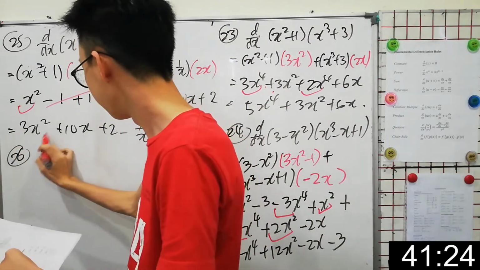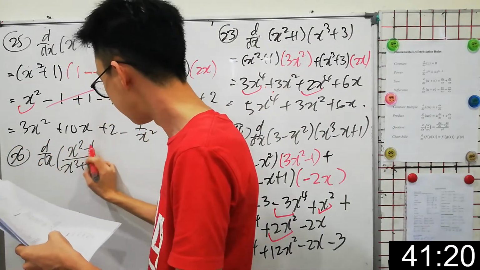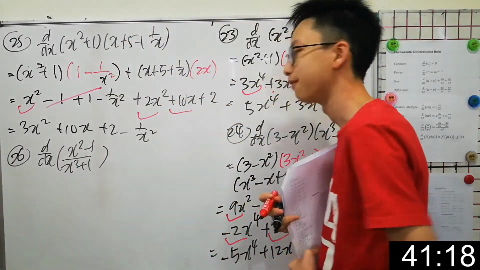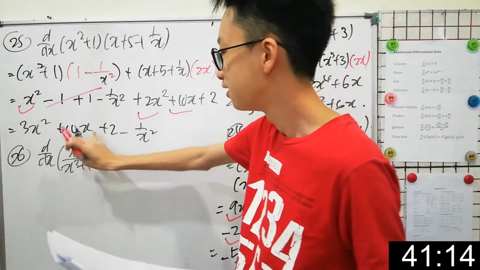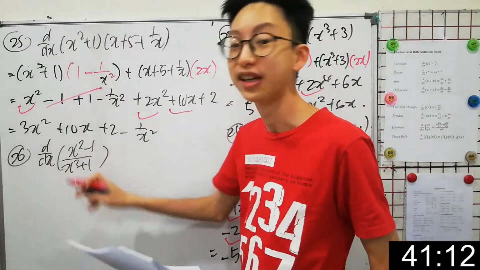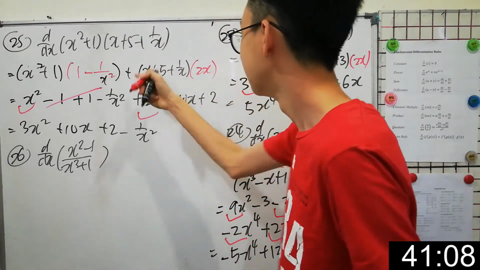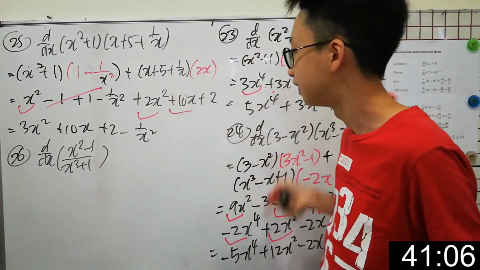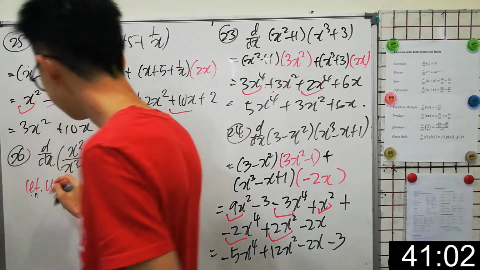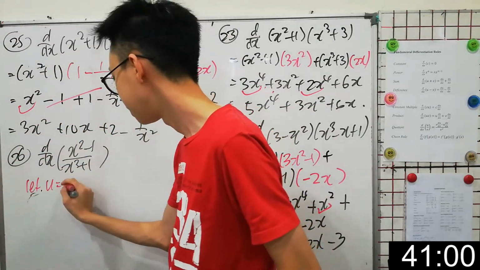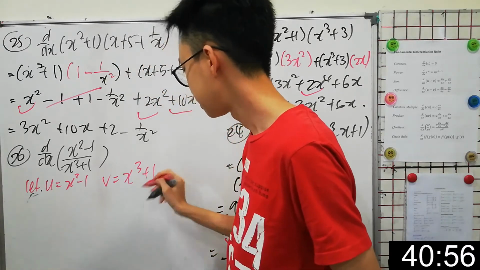26. Okay, d dx of x squared minus 1 over x cubed plus 1. Okay, so for this question we have no choice but to use the quotient rule. Yeah, because you can't split it into 2 fractions, right? Okay, so I will show you one detailed working, and later we will just do it directly like the product rule here. Okay, so first we let u be the numerator, which is x squared minus 1, and v equals the denominator, x cubed plus 1.